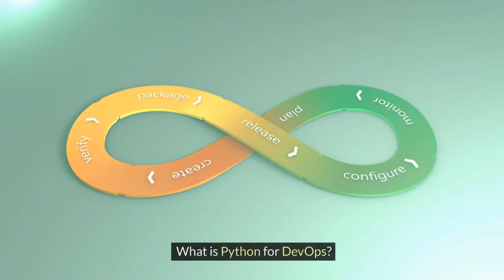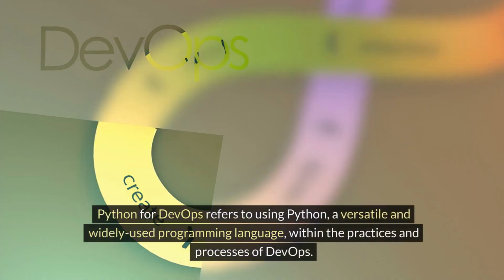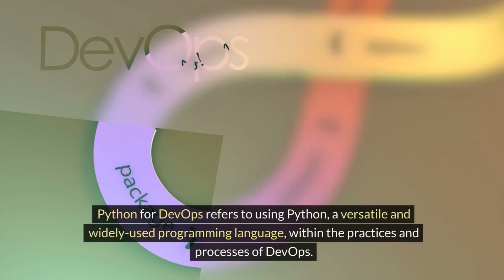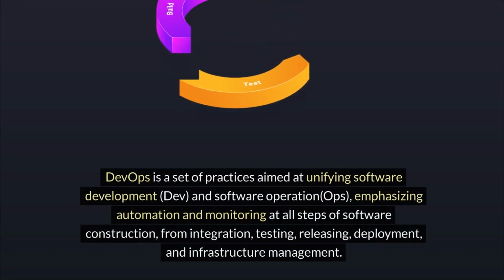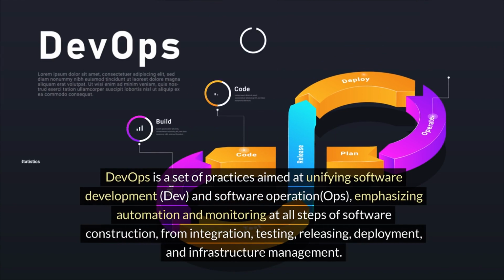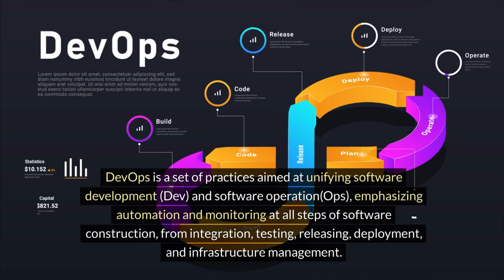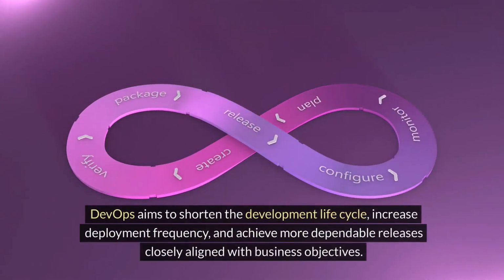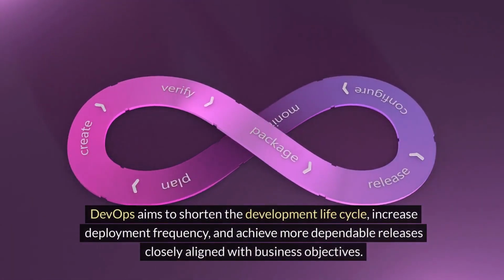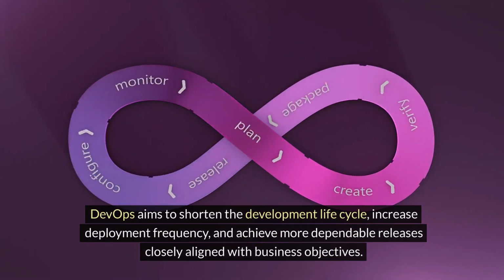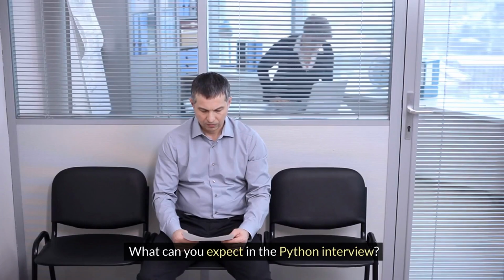What is Python for DevOps? Python for DevOps refers to using Python, a versatile and widely used programming language, within the practices and processes of DevOps. DevOps is a set of practices aimed at unifying software development (Dev) and software operation (Ops), emphasizing automation and monitoring at all steps of software construction, from integration, testing, releasing, deployment, and infrastructure management. DevOps aims to shorten the development lifecycle, increase deployment frequency, and achieve more dependable releases closely aligned with business objectives. What can you expect in the Python interview?